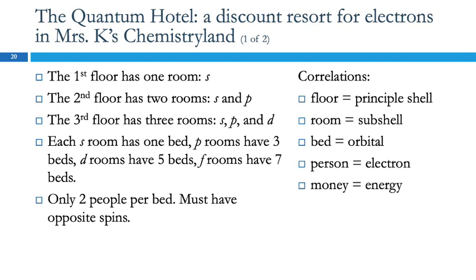Okay? In these rooms, we have beds, because hotel rooms have beds, right? So the S room has 1 bed. The P room has 3 beds, kind of weird. The D room has 5, and the F room has 7 beds. What? Now, traveling with 6 children, that would have been so awesome, because there were many times we had to rent 2 motel rooms, right? Ugh, gets expensive. So another rule here is you can only have 2 people per bed, and they have to have opposite spins. What? What is a spin for a person?